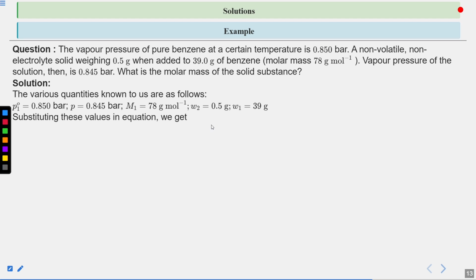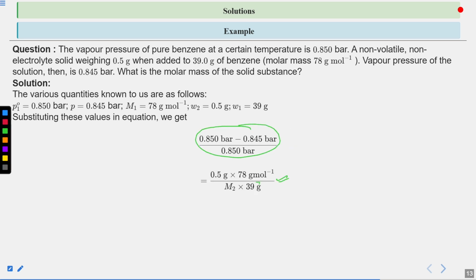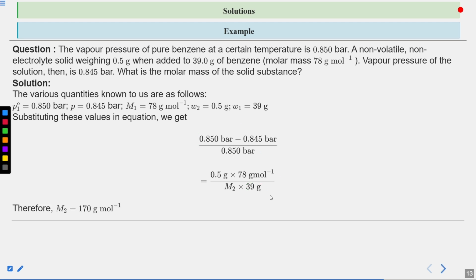Now this is clearly an example of relative lowering of the vapor pressure. So we will substitute our values in the same equation. If we do so, we will get the relative lowering as 0.850 bar minus 0.845 bar divided by 0.850 bar. We have taken 39 gram. If we do the calculation, we will get 170 gram per mole. So this will be 170 gram per mole, our final answer.